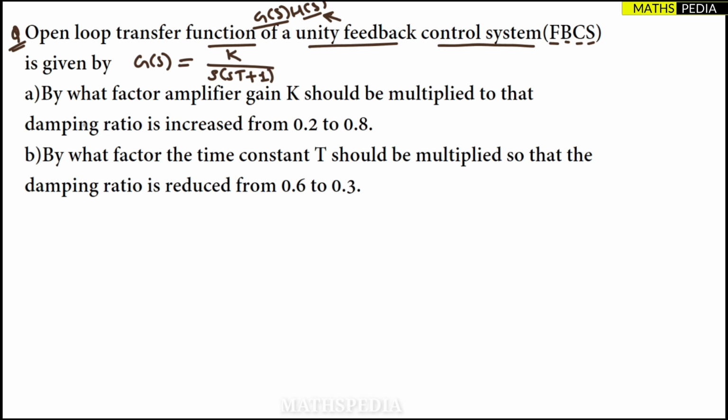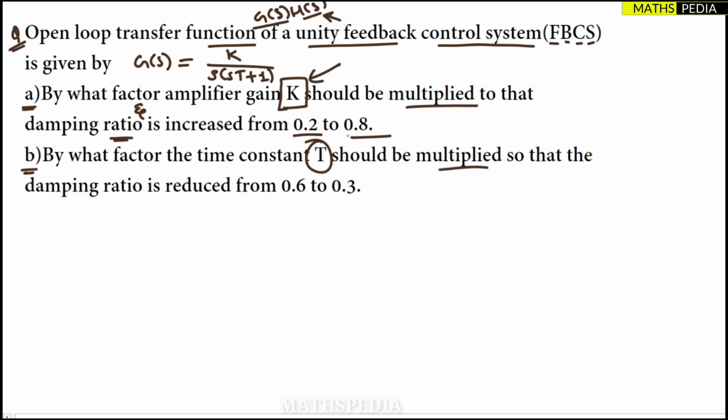Now K, they are already talking about it in the second part, and here we are given sub-questions a and b. By what factor should the amplifier gain K be multiplied so that the damping ratio, zeta, is increased from 0.2 to 0.8? So by what value should I multiply K? That is the question. The second question is, by what factor should the time constant T be multiplied?